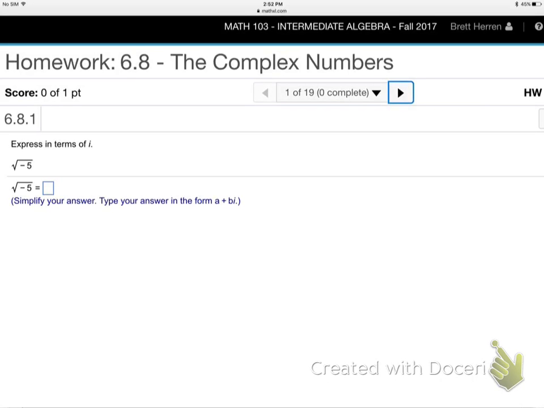Square root of negative numbers. What do you know about that? Let's start. What's the square root of 9? Just plain old 9. 3, right? What's the square root of negative 9? Yeah, it's not real, is it?